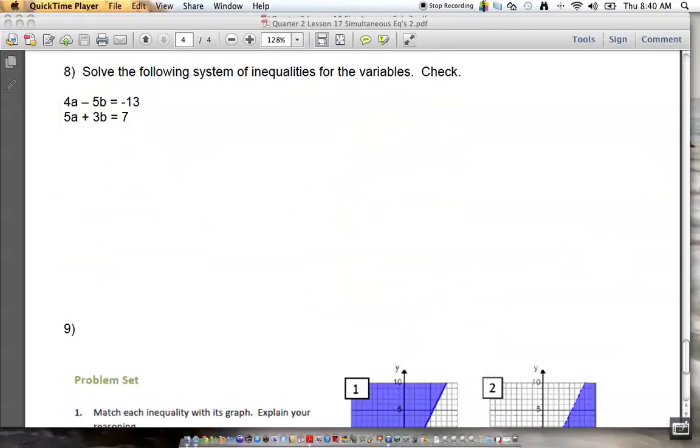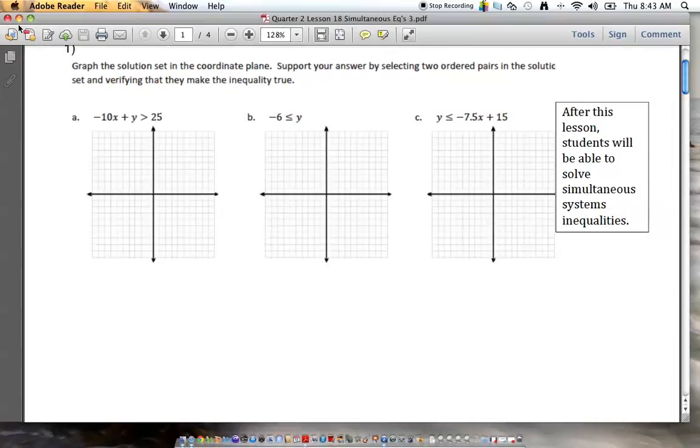Now we go on to today's sheet. Today talks about graph the solution set in the coordinate plane, report your answer by selecting two ordered points and verifying that they make the inequality true. Okay, so let's do the first one here. I have to add 10x to both sides. And I get y is greater than 10x plus 25.